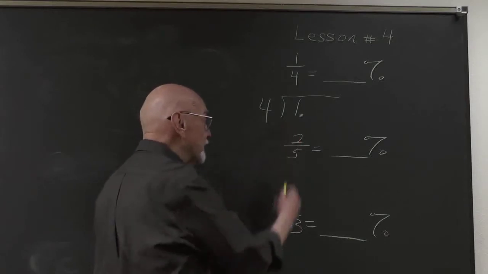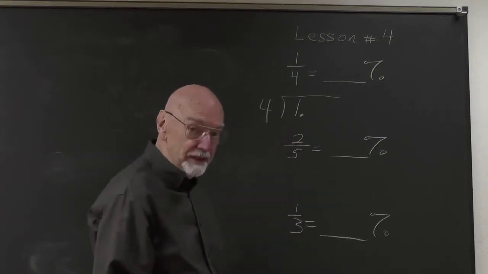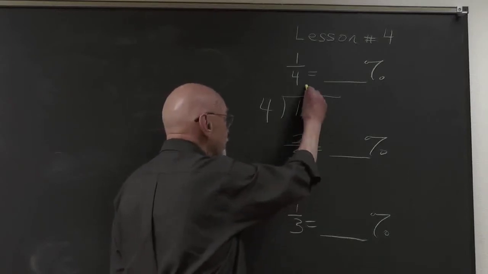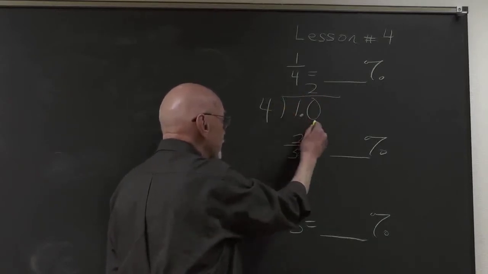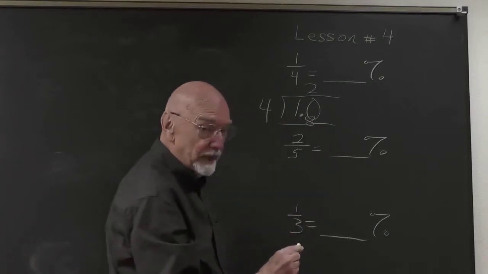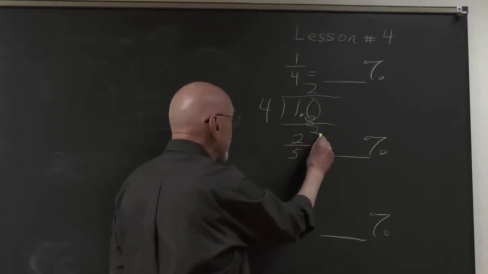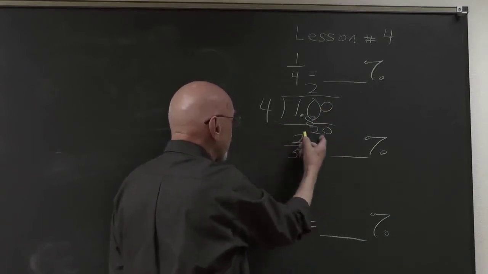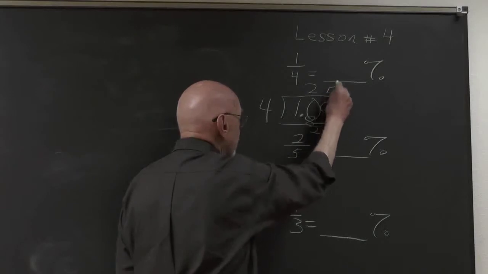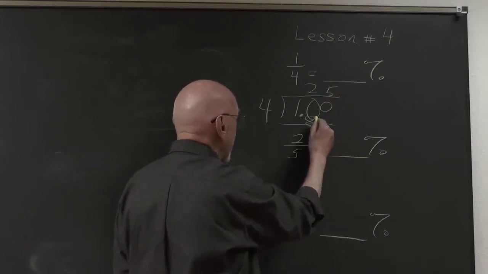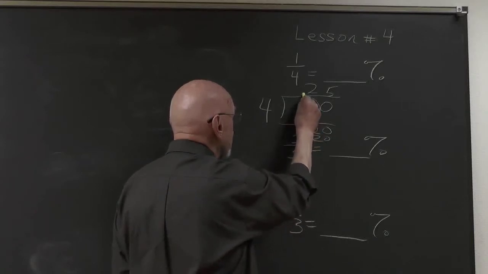4 will not go into 1, so we need a 0. 4 will go into 10 2 times. 2 times 4 is 8. We subtract, and we get 2. We add another 0, bring it down, and 4 into 20 is 5. So 5 times 4 is 20. And the decimal point is right here.